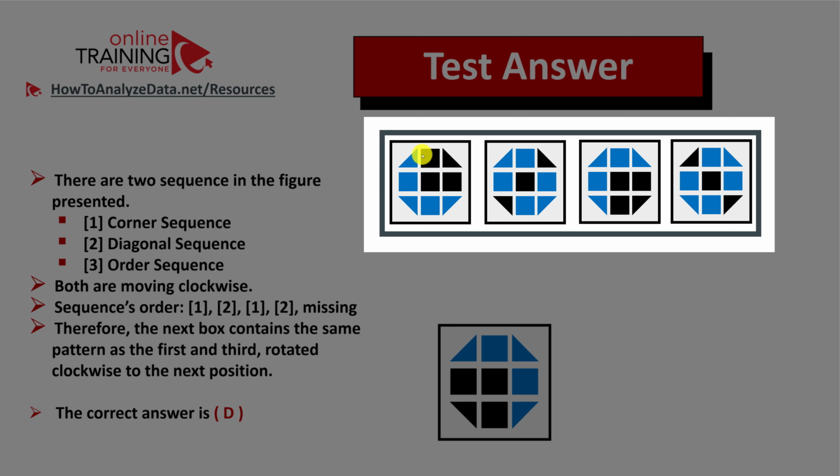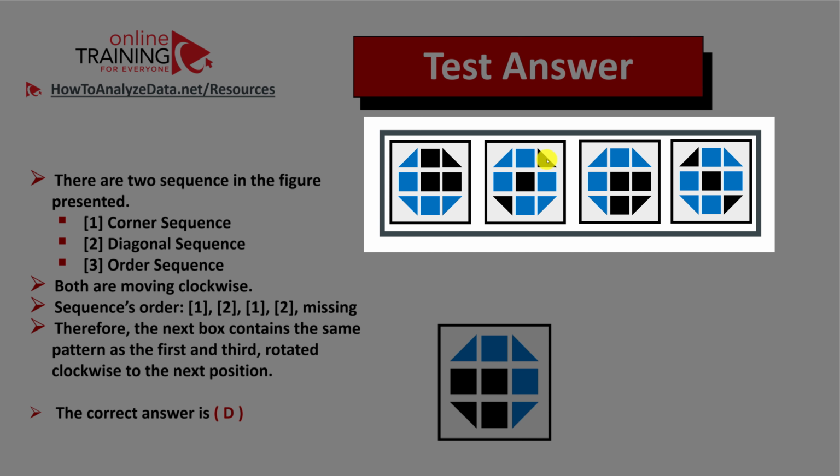There is a pattern for corner sequence. This is the boxes, for example, here, in the upper right corner. And they move clockwise. You see the pattern continues in the box 3, and the upper right corner becomes bottom right corner. There is also a diagonal sequence, and I show this sequence right here in the boxes 2 and 4. And the diagonal sequence also moves clockwise.